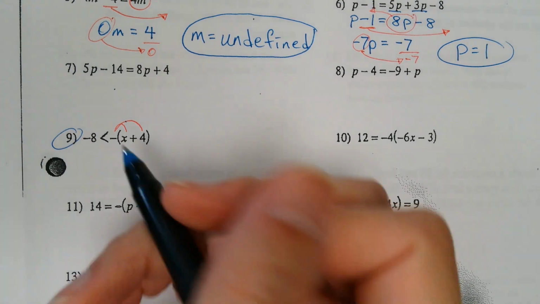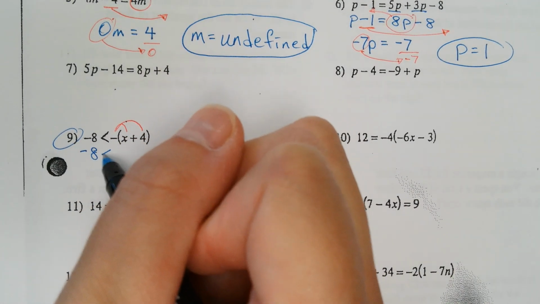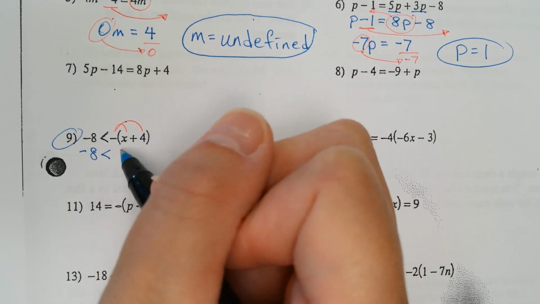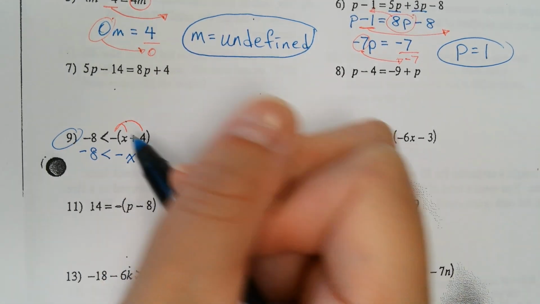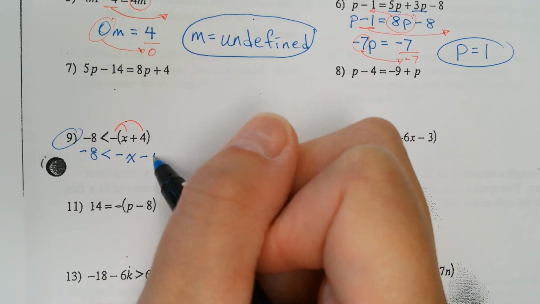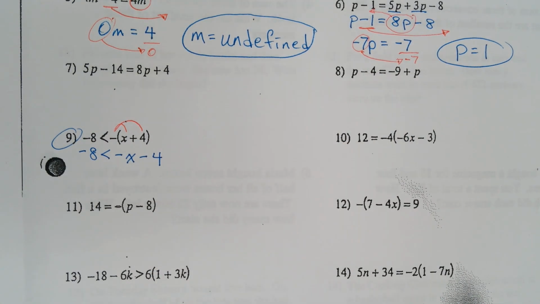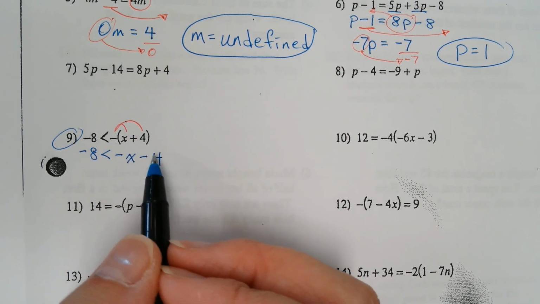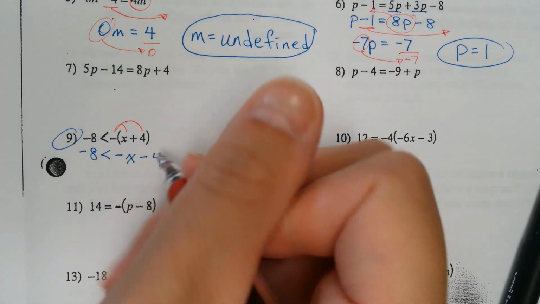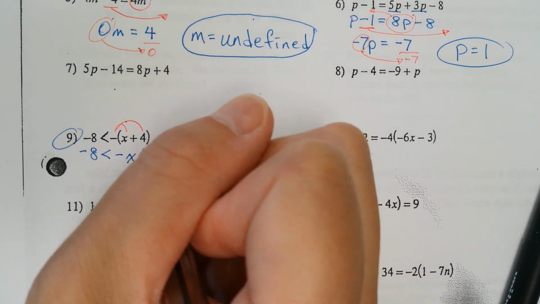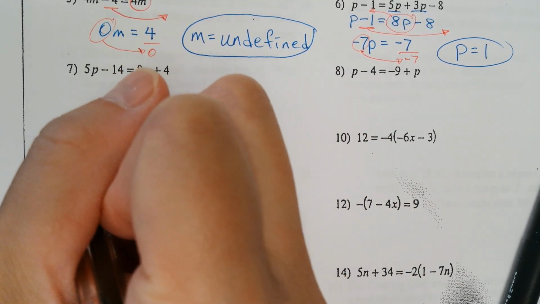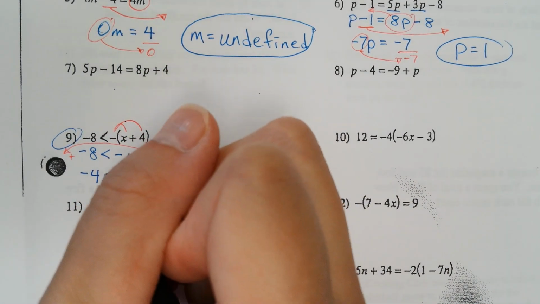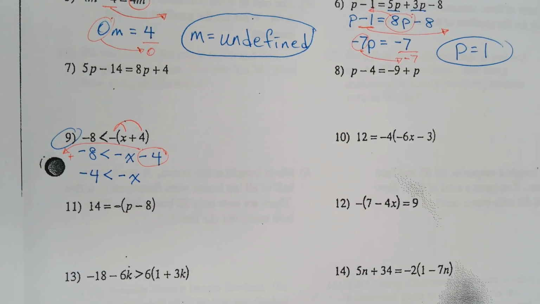So this one, -8 less than. Distribute this negative, which means multiply it in. So -1 times x is -1x. -1 times 4 is -4. That's because I have a negative sign outside the bracket, so I have to distribute it. And then here, this is just like the usual question. Move the -4 over. When I move it, it now becomes plus. So -8 plus 4, -4 less than -x.